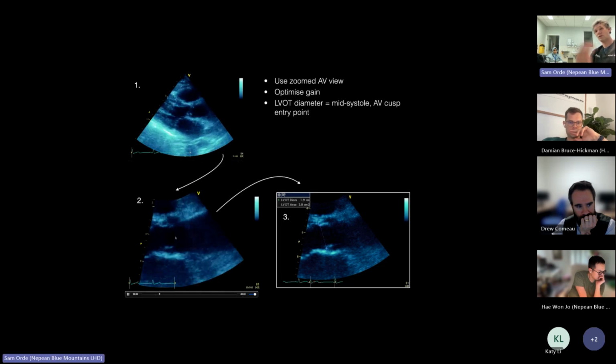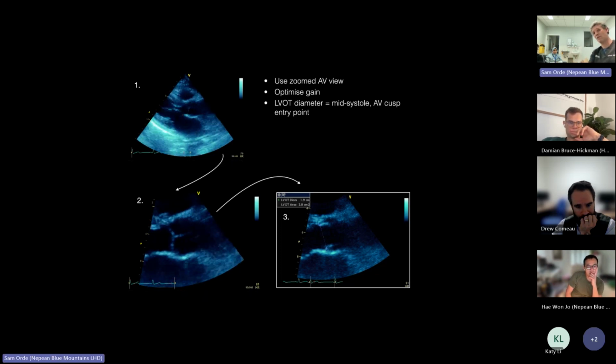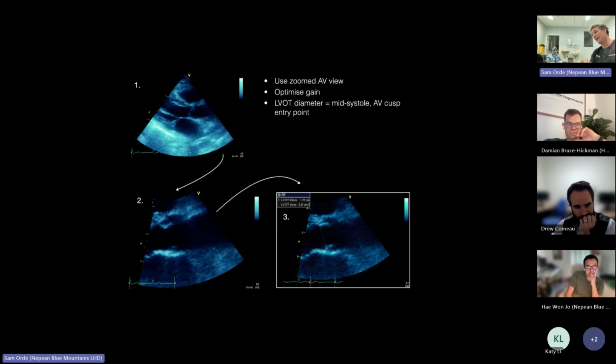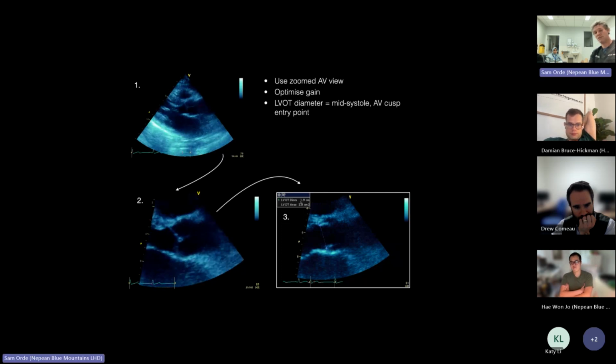Then you pause, scroll through it till you're in mid-systole, till the valves are open, and you measure where the cusps enter the LVOT, and you measure it some way within about 0 to 5 or 8 millimeters from there. If you can't see it, don't measure it. Okay? If you measure it and you get a weird number, measure it again.